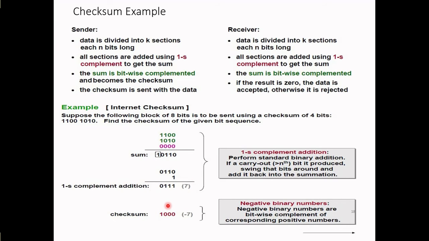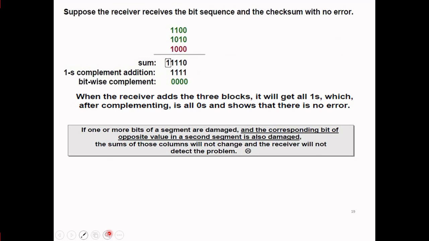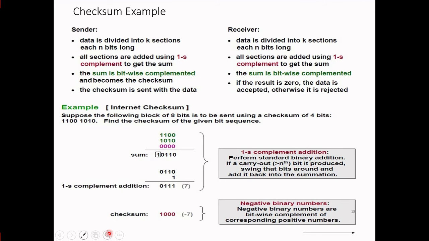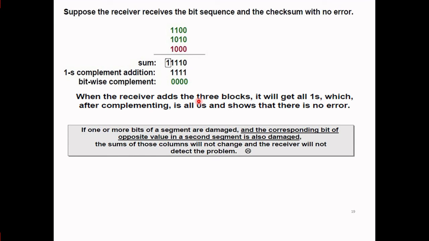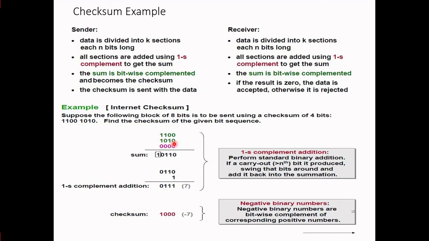Now I have to make it a checksum, so I have to take the one's complement. So 1 becomes 0, 1 becomes 0, 1 becomes 0, and 0 becomes 1. So I get the checksum over here. Now what do we have to do at the receiver side? At the receiver side, I have to take 1100, 1100, and 1010, 1010, the same I take over here. But at the sender side I take 0001.